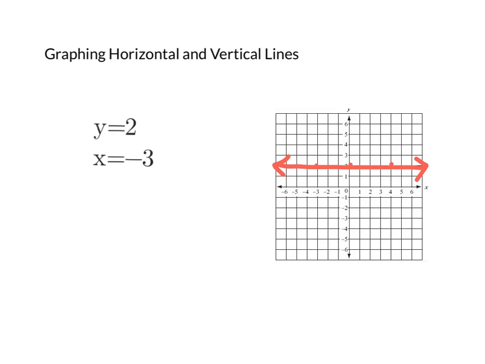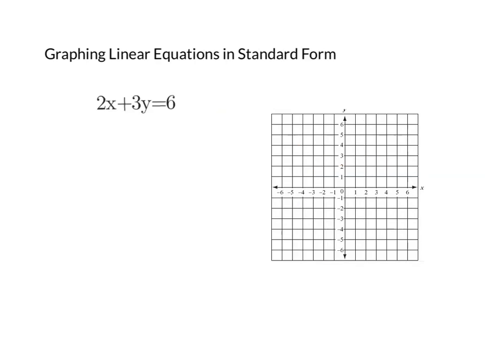Looking at x equals negative 3, we're going to remember the same thing, that x value, so we're going to find where x is negative 3, and I know now that everywhere on this line, this vertical line, is going to be x equals negative 3, right? And then this one is there.